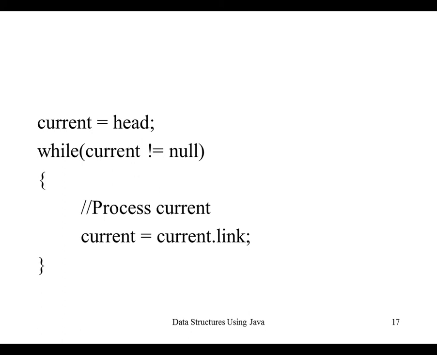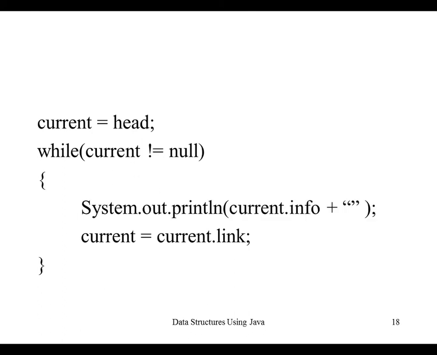For example, suppose that head points to a linked list of numbers. The following code outputs the data stored in each node. Current equals head, while current is not equal to null, System.out.println current.info plus space. Then we move the current to the next link, or to the next node. Current equals current.link.